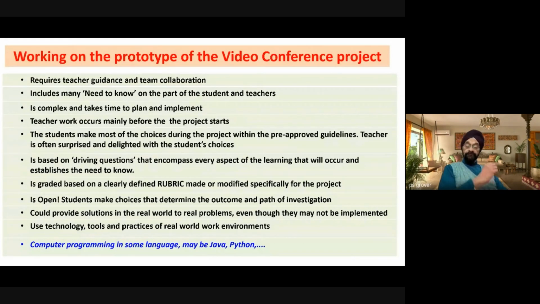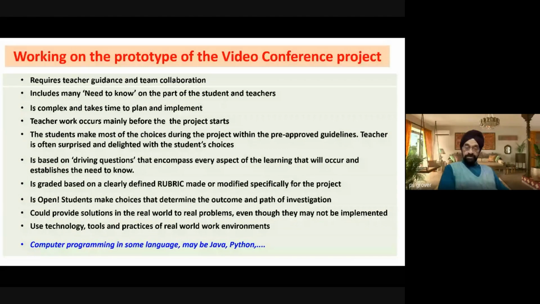Now, for example, when we have to assess the skills a student has learned, this skill may be understanding the camera, this skill may be learning about focusing, and so on. We have to use a method known as the rubric method. The rubric method will enable us to assess these things. It is open. Students make choices and determine the outcome and path of investigation. It could provide solutions in the real world to real problems, even though they may not be implemented.